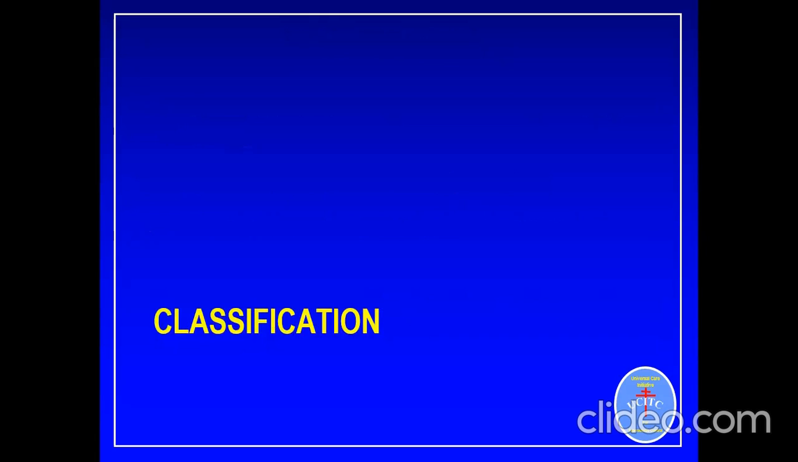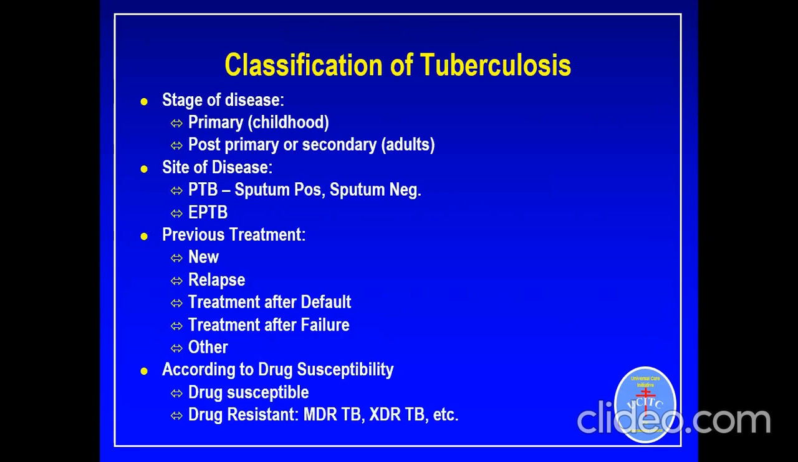So coming to the classification of tuberculosis, this is my way of looking at it. As we have seen, it can be classified according to the stage of the disease. It can be primary childhood tuberculosis, post-primary or secondary or adult tuberculosis. And you can classify according to the site of disease, whether it is pulmonary TB, PTB, which can be either sputum positive or sputum negative, that's a radiological diagnosis, or extrapulmonary.